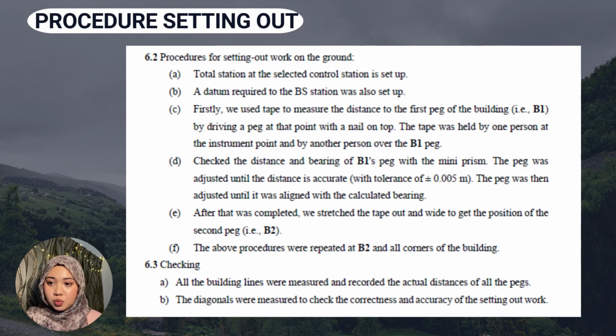After that was complete, we stretched the tape out and wide to get the position of the second peg. The above procedures were repeated at B2 and all corners of the building. And lastly is checking. All the building lines were measured and recorded the actual distances of the pegs. The diagonals were measured to check the correctness and accuracy of the setting out work.